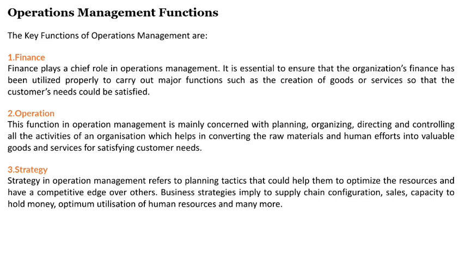Operations is concerned with planning, organizing, directing and controlling all activities of the organization, which helps to convert the raw materials and human efforts into valuable goods and service for satisfying the customer needs. Third one being strategy. When you deliver any product or service, of course you must have a proper strategy in mind, right? Without any proper strategy, without any proper planning, there is a high chance you would lead to failure. So it refers to the planning tactics that would help the organization to optimize the resources and have a competitive edge over others.